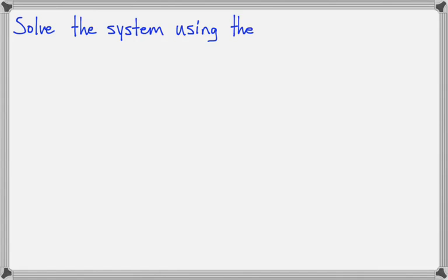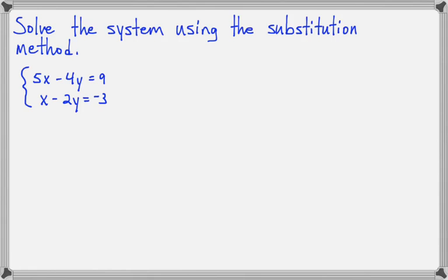For our first example, we will solve the system using substitution: 5x minus 4y equals 9 and x minus 2y equals negative 3. If you look at our four variable terms, the one that has a coefficient of 1 is this one. The x in the second equation has a coefficient of 1, so it will be pretty easy to solve this equation for x. All we have to do is move the negative 2y to the other side of the equal sign.